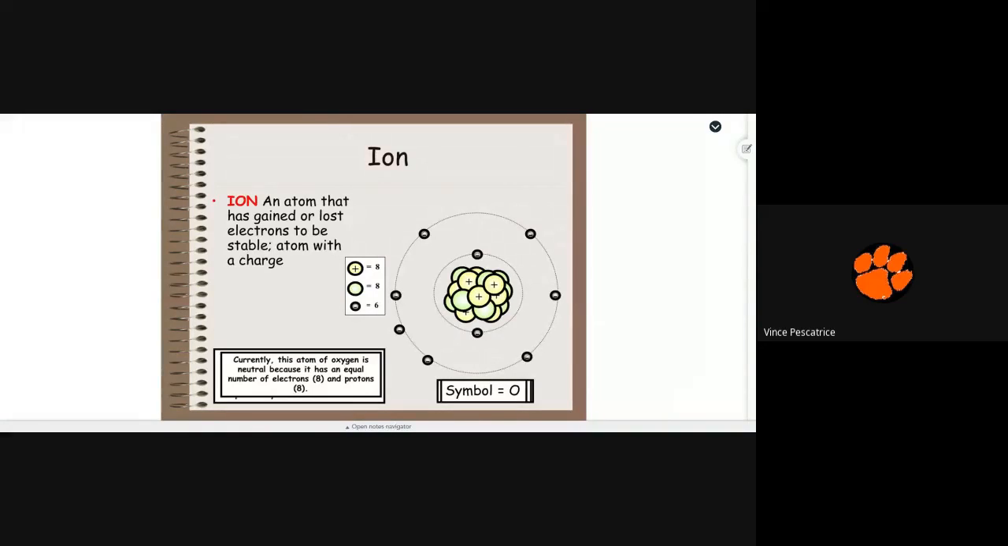Next up, ion. Ions are when atoms gain or lose electrons to become stable. So when they swap around electrons, if they can gain them or get rid of them, that makes them become an ion.